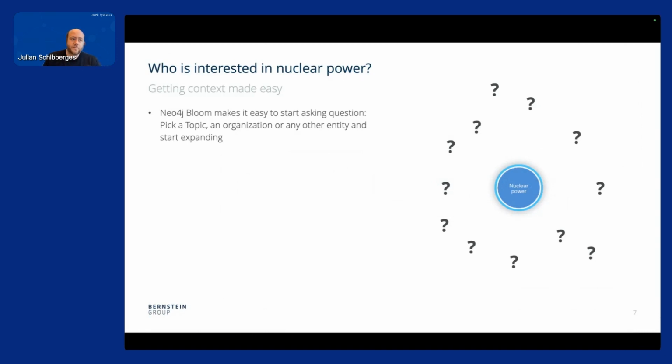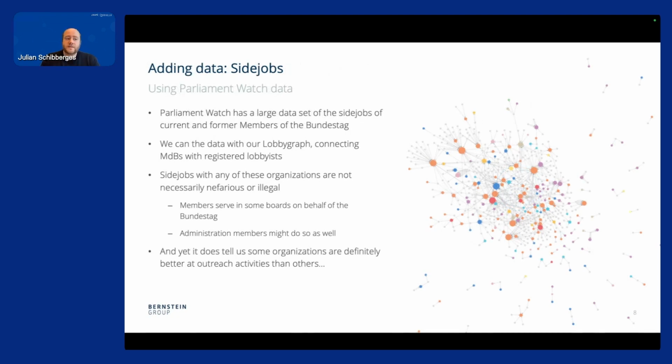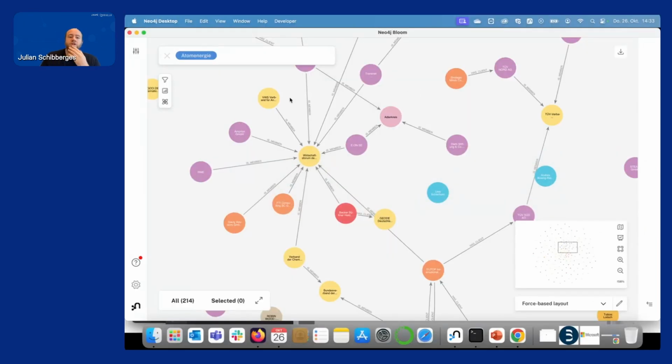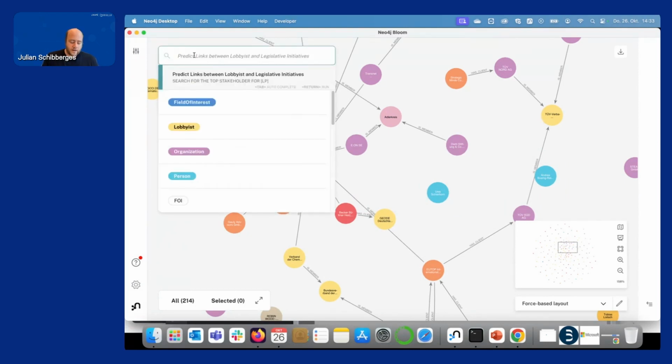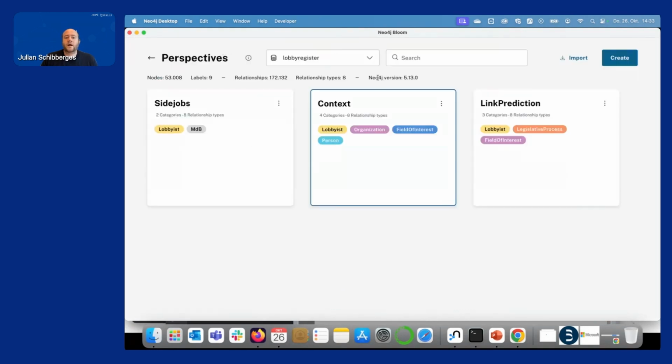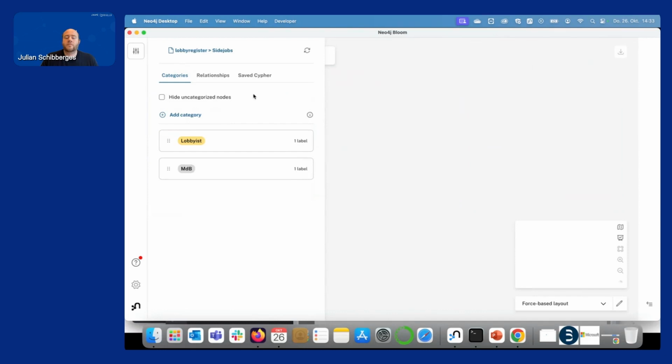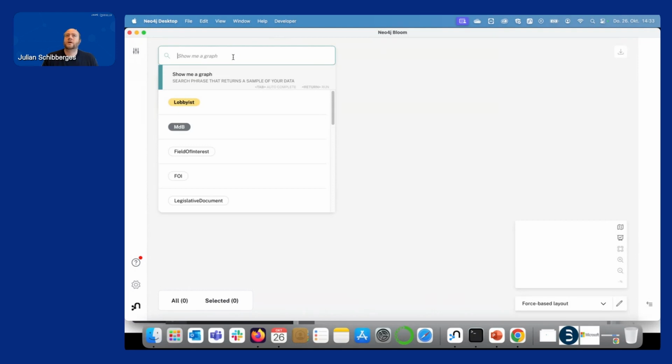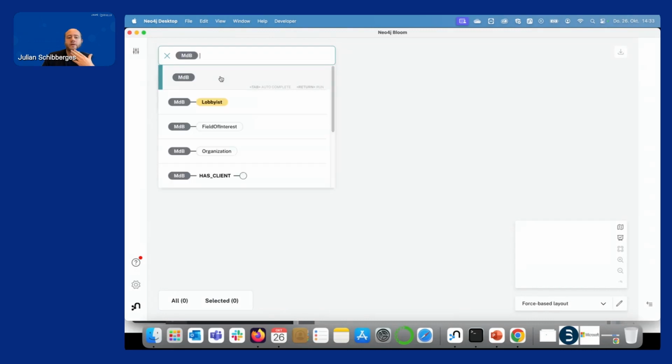Now, I talked about the extending of data, and that is something I also did, using a data set from an NGO called Parliament Watch. Basically what they did is collect a lot of data on side jobs, so any kind of side job a member of the Bundestag has that in some way pays money. And this is something I just incorporated because I could connect them relatively easily to lobbyists.